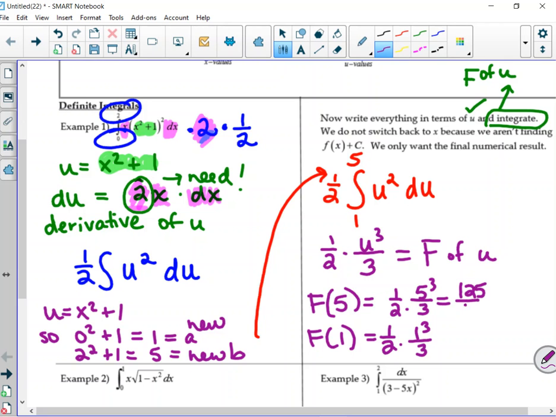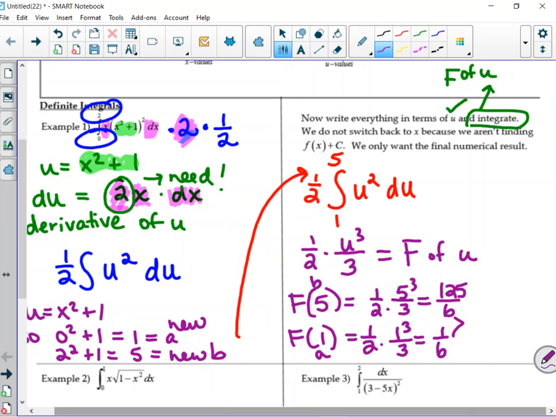This is 125 over 6, and this is 1 over 6. I'm just doing these by hand because it's easier for me than grabbing the calculator. And then I subtract. Remember, this was b and that was a, so I take F of b minus F of a. So 125 over 6 minus 1 over 6. Final answer, 124 over 6, or I think it's 20.6 repeating.